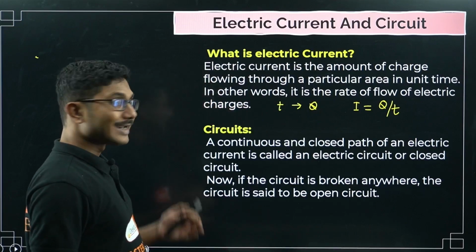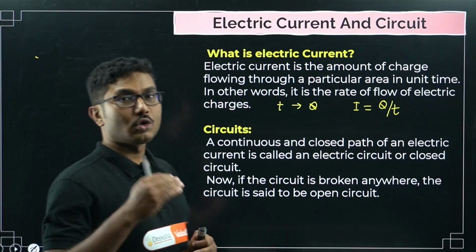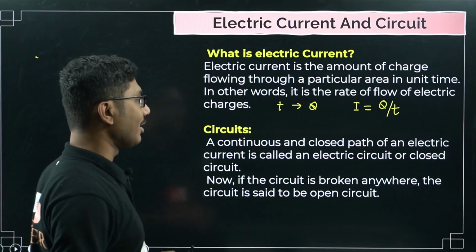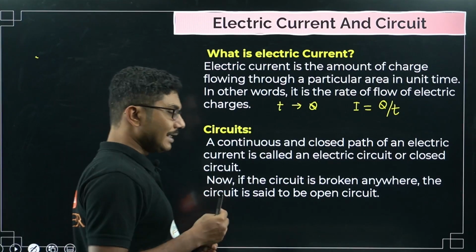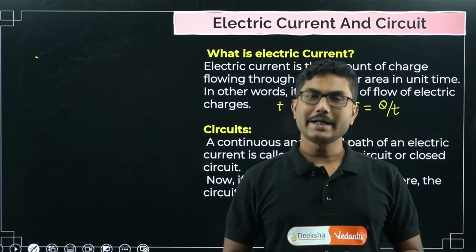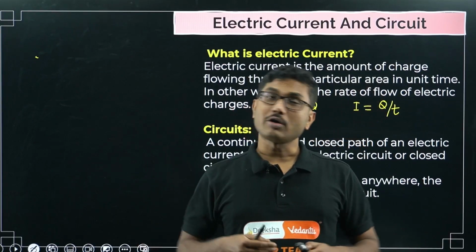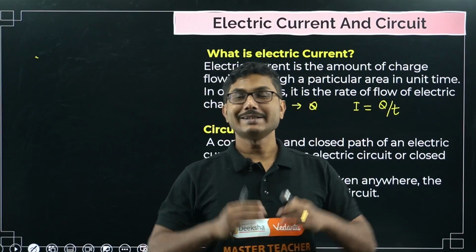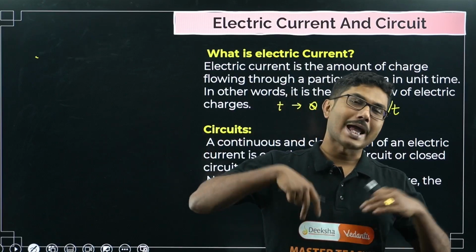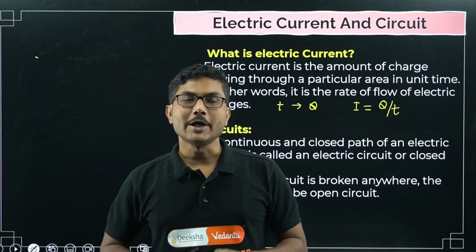Now circuits. Let's look into what a circuit is. A continuous and closed path of an electric current is called an electric circuit or closed circuit. When we say electric current has to flow, it has to flow through a conductor. But not every conductor can carry electricity unless it is closed. If it is closed like a loop, and that loop can be as big as you can imagine, then only the current can flow.